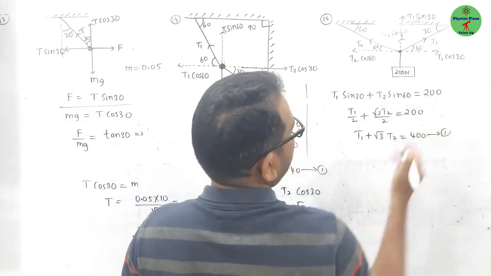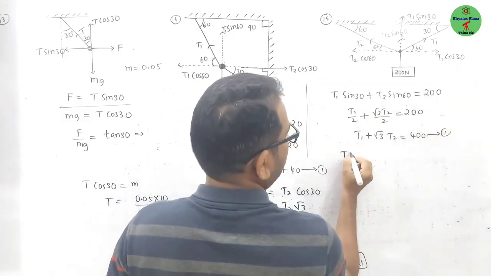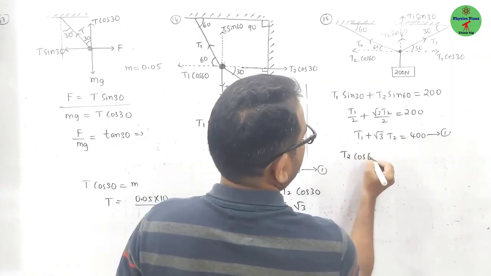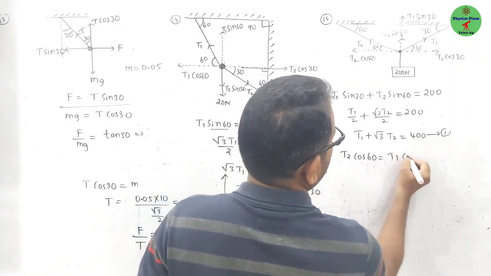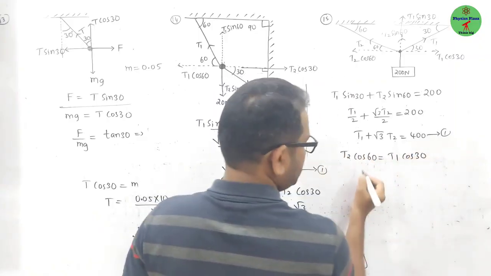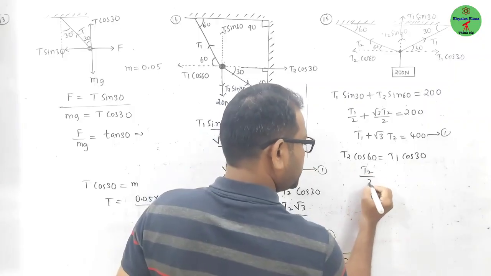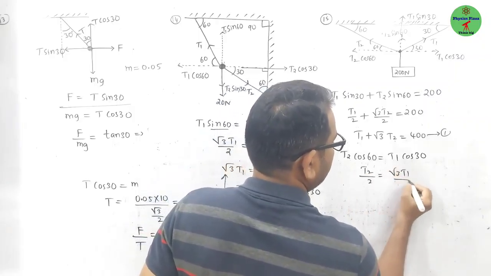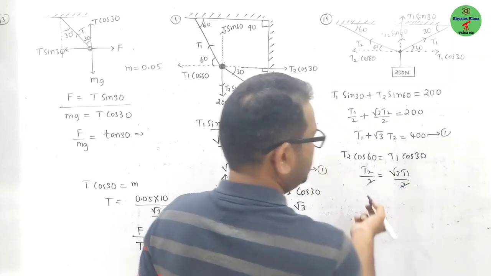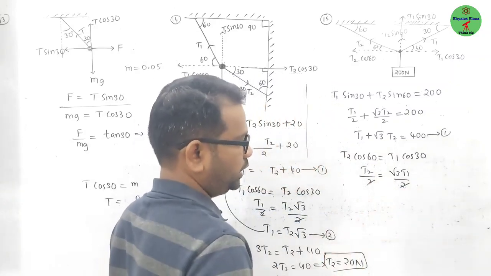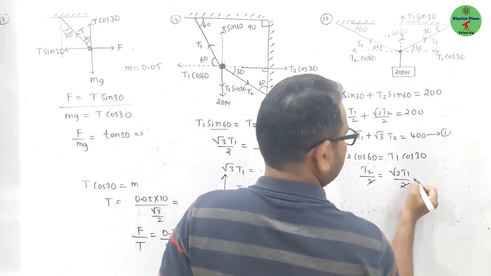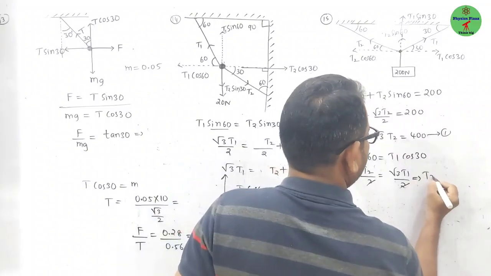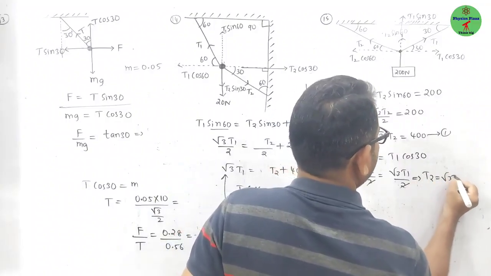Now the horizontal component. T2 cos 60 is equal to T1 cos 30. Cos 60 is 1 by 2, so T2 by 2. Cos 30 is root 3 by 2, root 3 T1 by 2, the 2s cancel. So here what we got, T2 is equal to root 3 T1.